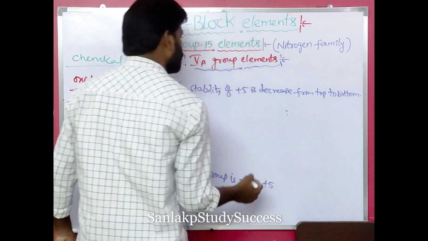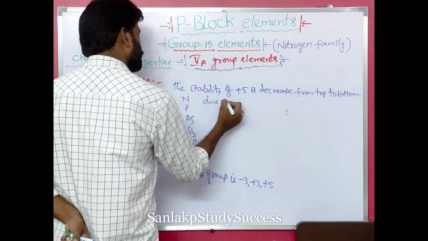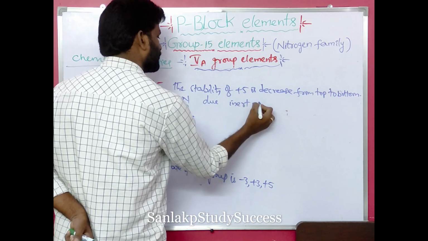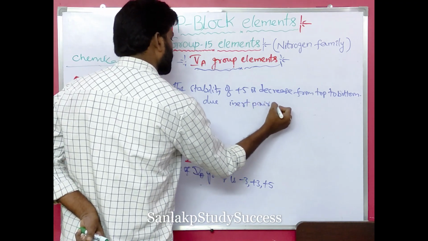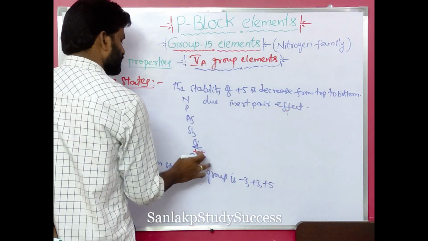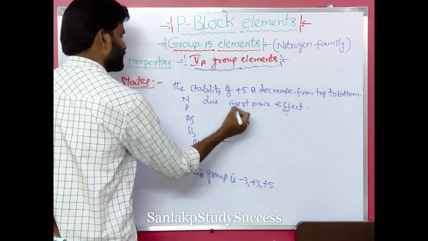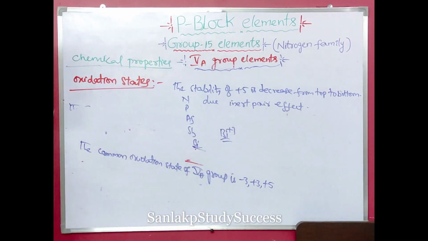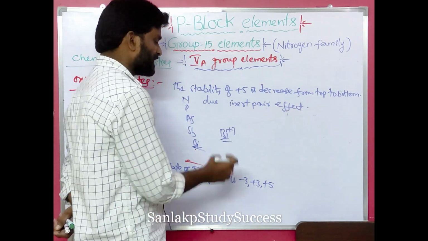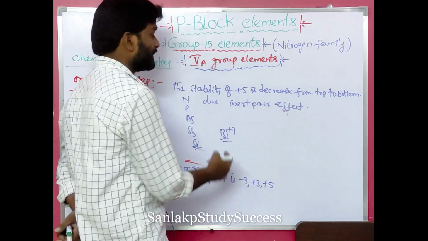Top to bottom, due to inert pair effect. Here bismuth can show a plus 3 oxidation state. It cannot show a plus 5 oxidation state. It can show a plus 3 oxidation state due to inert pair effect.